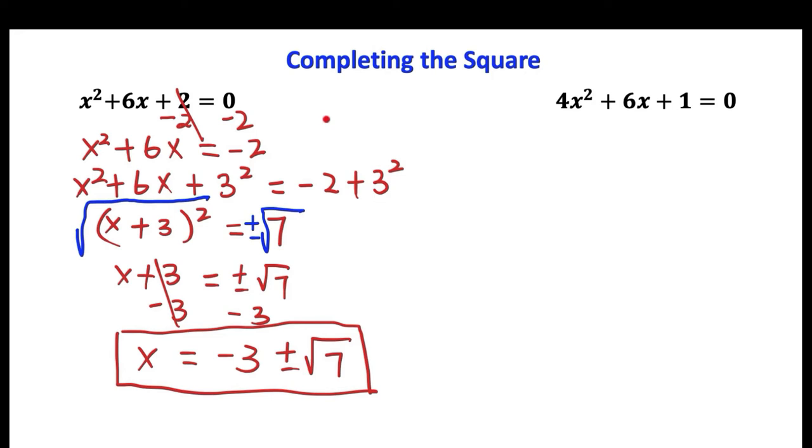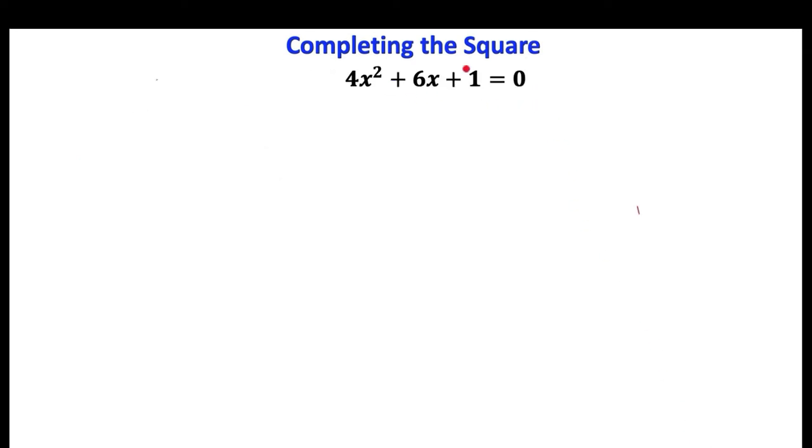So this is the first example. Then we are doing a little more challenging question for the second example. Now we are doing the second example, 4x squared plus 6x plus 1 equal to 0. This one is more complicated than the first one because the coefficient for the first term, x squared, is a 4 instead of 1 now.